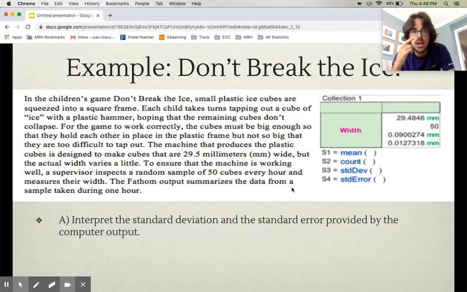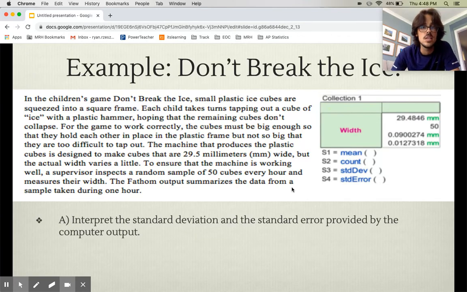And what's actually going on in this problem is we're looking at the cube size. I don't know if when you guys were younger, you played a game called Don't Break the Ice. I totally did as a kid, where you take a little hammer and knock the little cubes out. If those cubes are off by too much, it's going to ruin the game because then they're not going to fit like they're supposed to in the little box. So there's going to be a machine, and they actually do quality control on these little blocks to make sure that they're the right size.